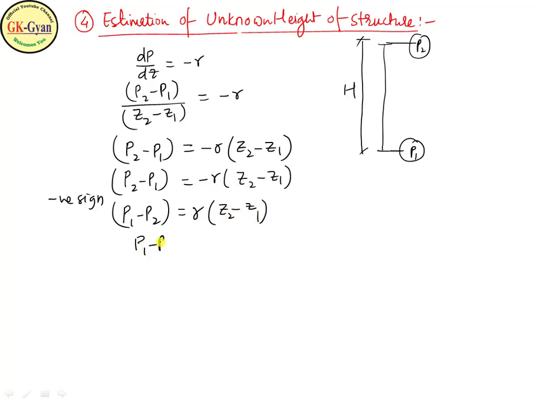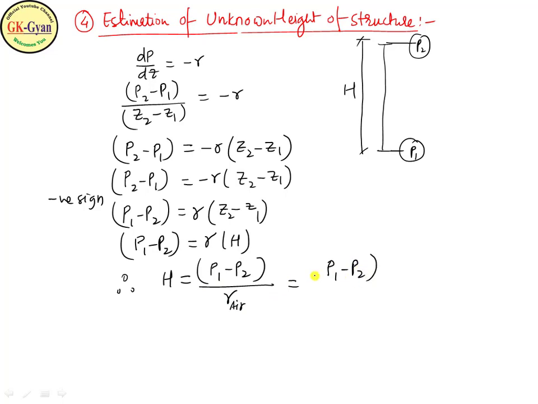So P1 minus P2 equal to specific weight into capital H. So therefore capital H equal to (P1 minus P2) upon rho. Rho will be for air, because we are finding the height. So it will be (P1 minus P2) upon rho of air into g.